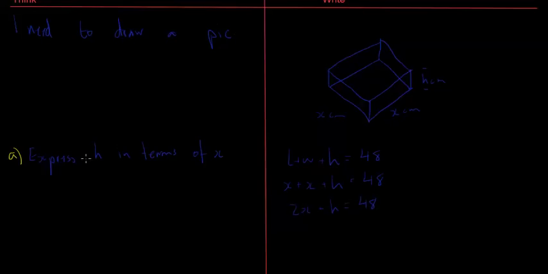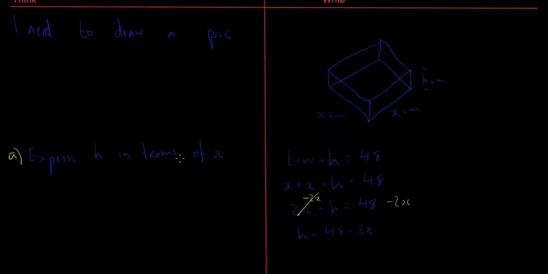And now we need to express h in terms of x. That means h needs to be the leading term. To show that, we can subtract 2x from both sides, and we'll end up having h is equal to 48 minus 2x. Right, we've just expressed h in terms of x. That's what that means. So this question A done.